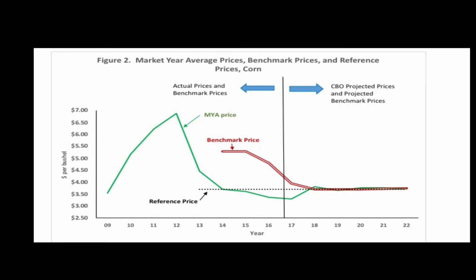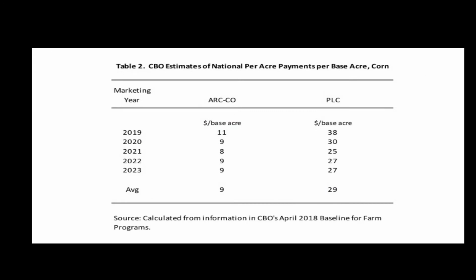CBO made projections of ARC County and PLC payments this spring for the current programs. They came out with a projection of $11 in 2019 for ARC County, and that would be a national average number, and that compares to $38 for PLC. In an environment where we have prices close to the reference price, ARC County will pay less than PLC, and that's the environment we're in.